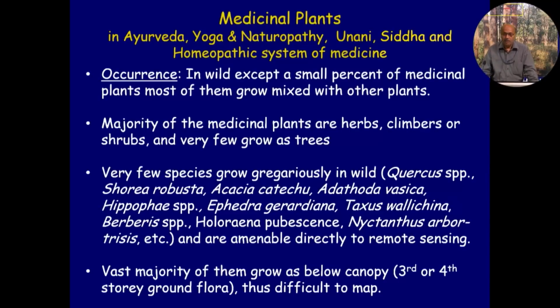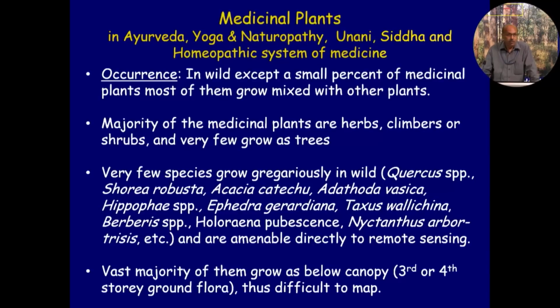Yesterday I also said that very few wild species grow gregariously. I have given some examples for your knowledge. Let us say Quercus, Quercus semecarpifolia or Quercus floribunda or other species, you can find them in big patches. If I have to map this, and below Quercus or Quercus itself something useful is there, I can relate it. Similarly, Shorea robusta, Acacia catechu, Adhatoda vasica. Adhatoda is a very useful plant.